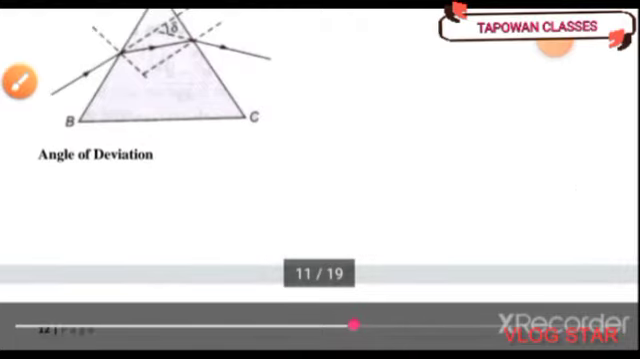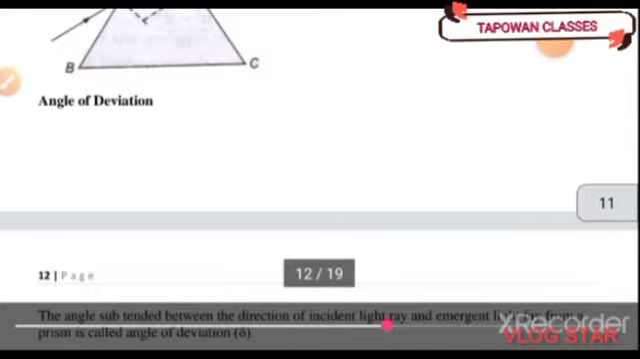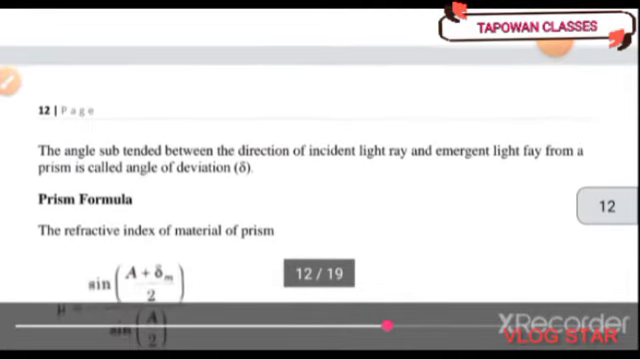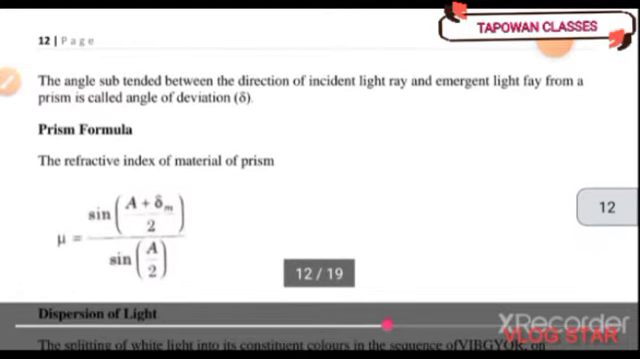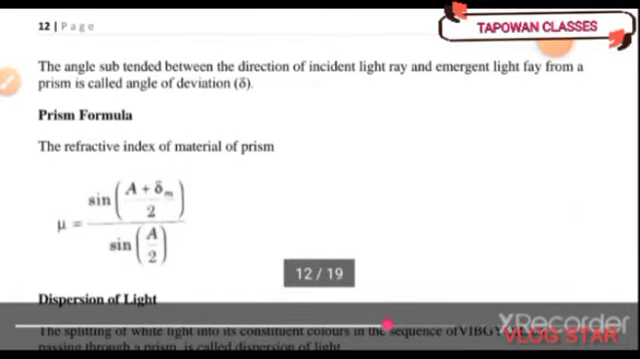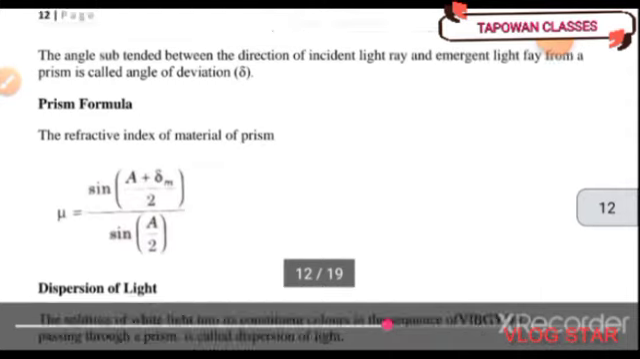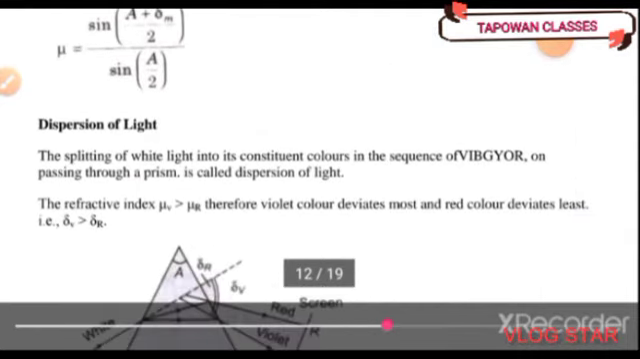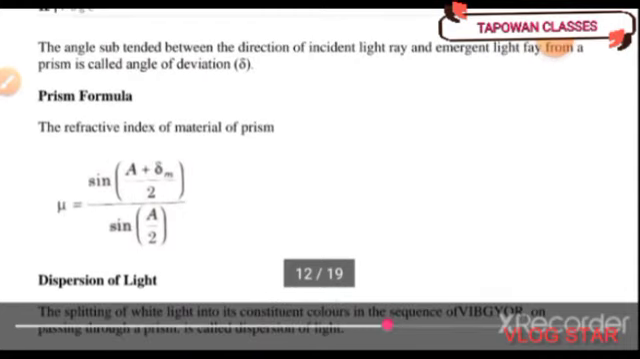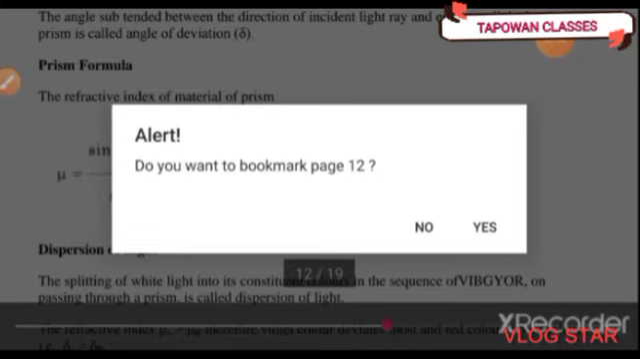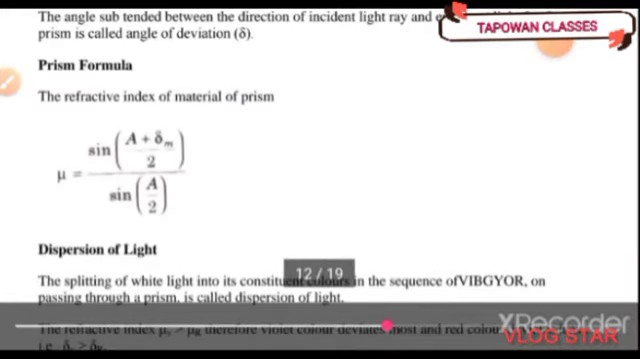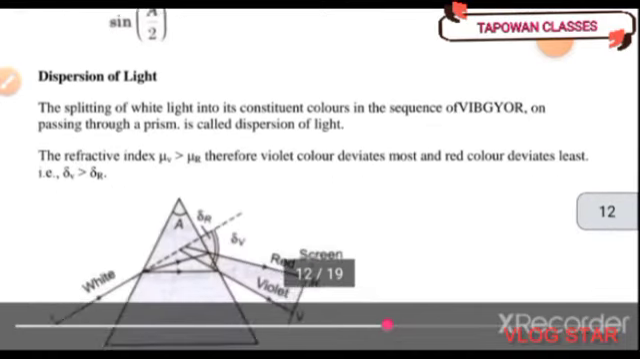Now, the angle of deviation and the angle of dispersion are two points raised due to the prism. The angle subtended between the direction of the incident light ray and the emergent light ray from a prism is called the angle of deviation, denoted by delta. Dispersion of light is the splitting of white light into its constituent colors, the 7 colors known as VIBGYOR. In this section, the term coined here is the prism formula. What is the prism formula? The refractive index of the material of the prism, mu, is equal to sin((A plus delta m) by 2) by sin(A by 2). It is a prism formula which is very useful.